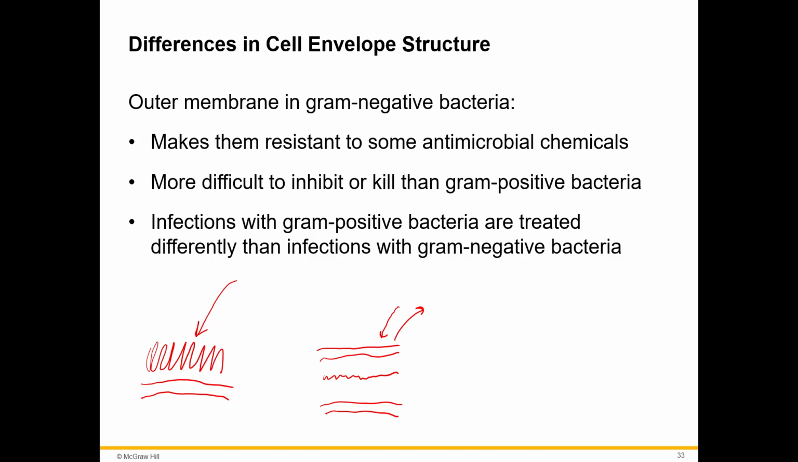Now, if the antibiotic does get through and does happen to attack the peptidoglycan, it is such a small component of the cell wall that it doesn't have a major effect on this organism. So gram-negatives are much more difficult to treat just because of the fact that they have this extra protective layer on the outside, this outer membrane.